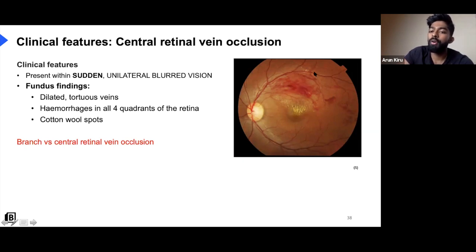this is fine. Here, a branch retinal vein occlusion where the clot isn't in the central retinal vein, it's kind of distally where it's already branched off. So that's why I put this picture here. All four quadrants though means it's a central retinal vein. So these are all the hemorrhages, and these white spots here, they are cotton wool spots, a little white deposits.